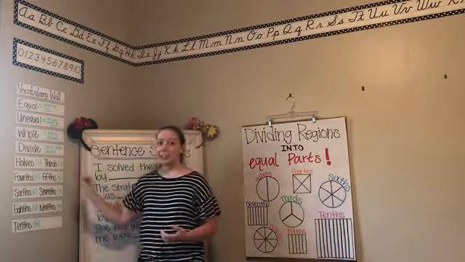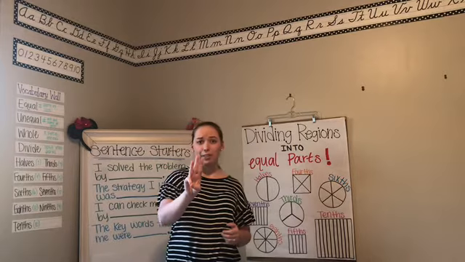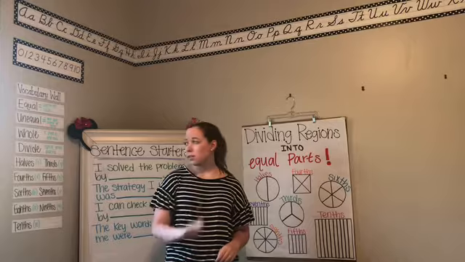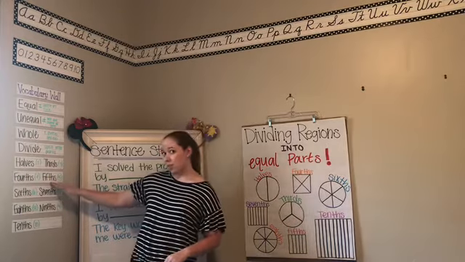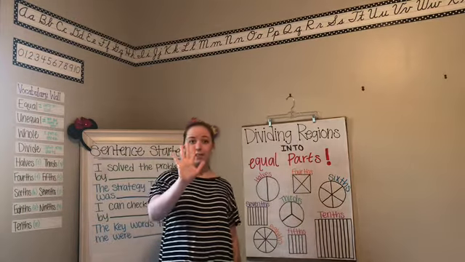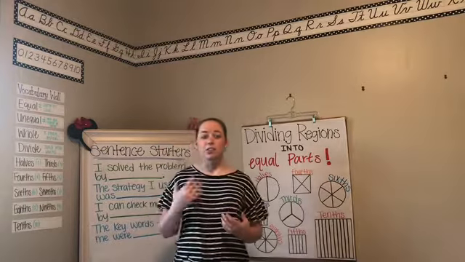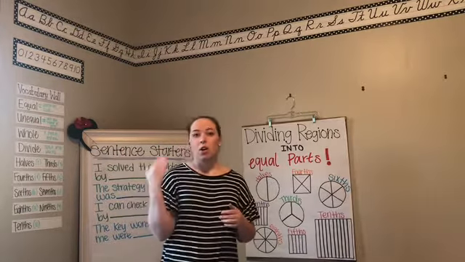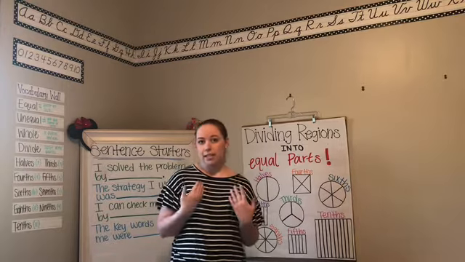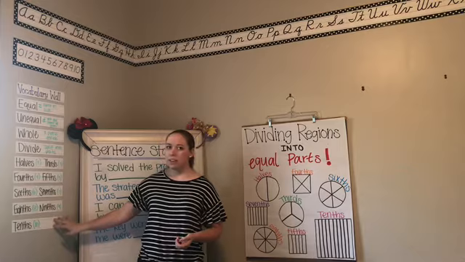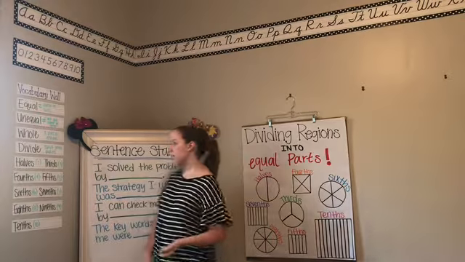So for thirds, we're going to have 3 equal parts. For fourths, we're going to have 4 equal parts. For fifths, we're going to have 5 equal parts. Sixths, sevenths, eighths, ninths, tenths, and beyond are all divided into equal parts. Okay, and we can look back at this if we need to refer to it more.